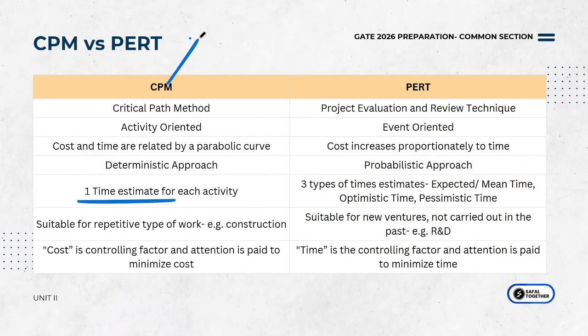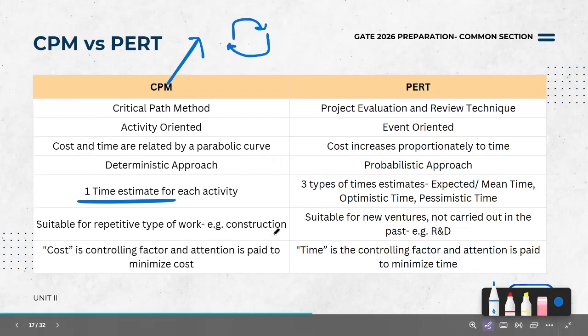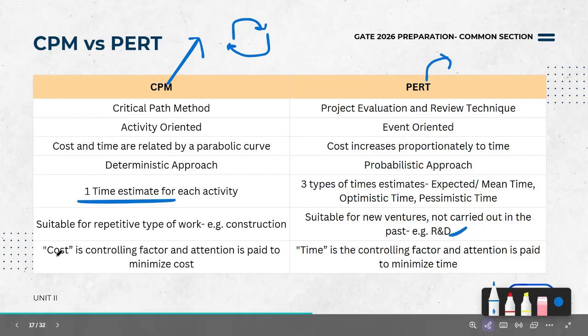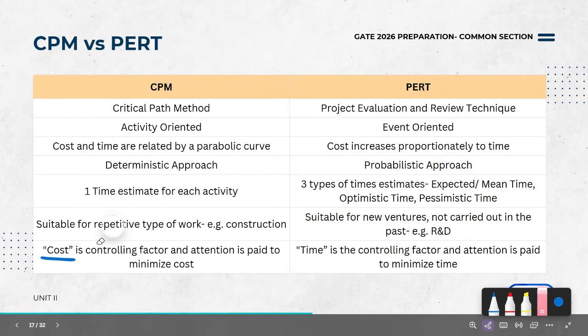So CPM, again, like I said, is preferable for anything that's repetitive by nature. Construction activities, some repetitive process, all of that is better. Whereas PERT is better when you need to do something that's not been done before, new ventures. R&D, innovation, etc. PERT is a better option. So in CPM cost is the controlling factor and in PERT time is the controlling factor. These are the major differences that you need to know for CPM and PERT. Now I'm going to start with CPM first.